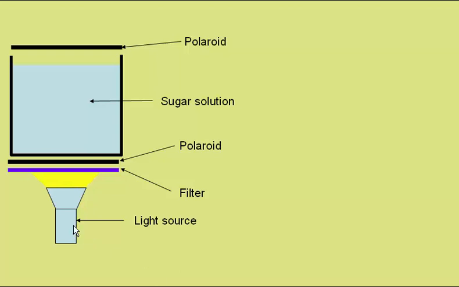We have a light source sending light through a filter, so we're only dealing with one wavelength of light. The light then passes through one Polaroid filter before passing through a container of sugar solution. It can then be observed through a second crossed piece of Polaroid on the top.